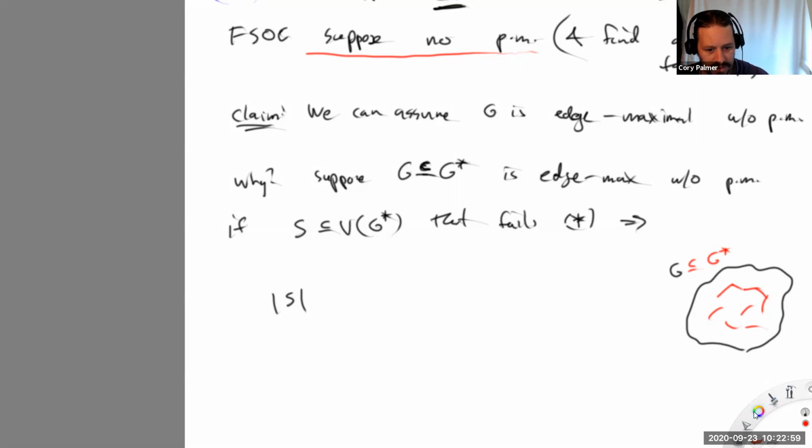Okay, so what that means is that in G star, this set S fails Tutte's condition. So the size of S is not at least as large as the number of odd components in G star minus S. That's what it means to fail Tutte's condition here. And what I claim is that this is bounded above by the number of odd components of G minus S. So if I remove that same set S, then the number of odd components in this graph is at least as large as the number of odd components here. So finding this bad S in G star was already good enough to find the bad S in G.